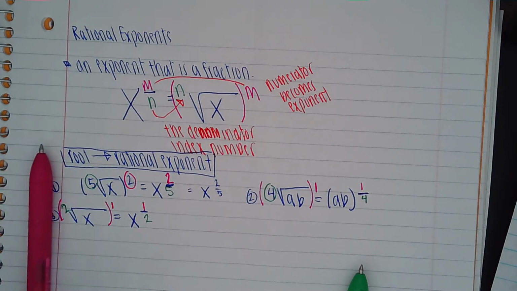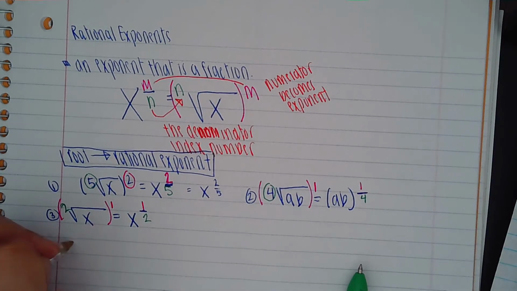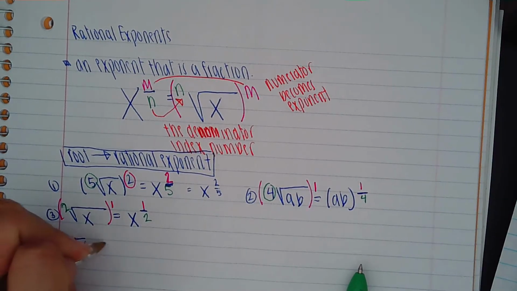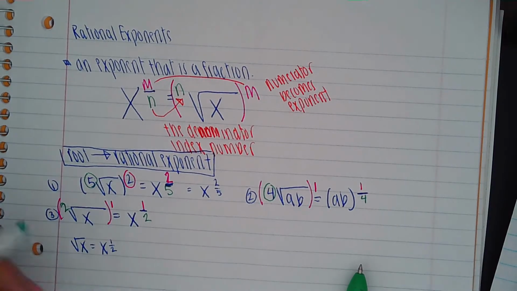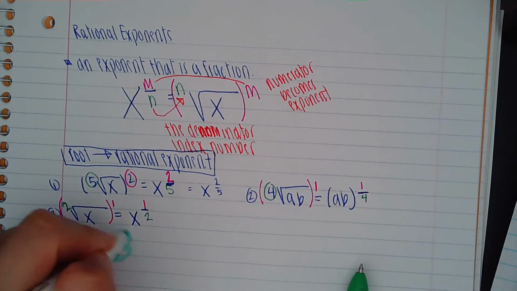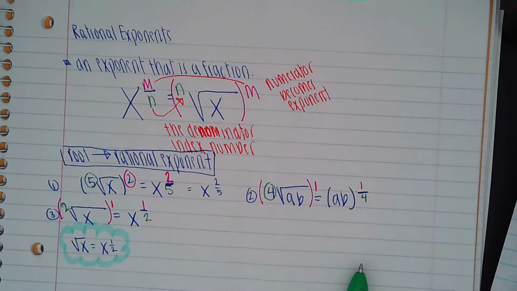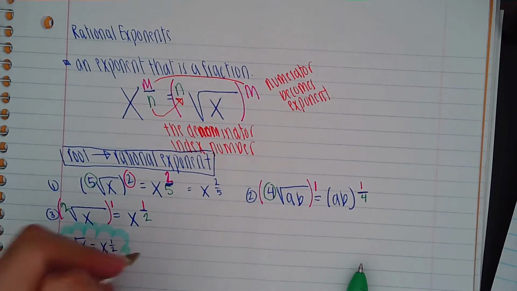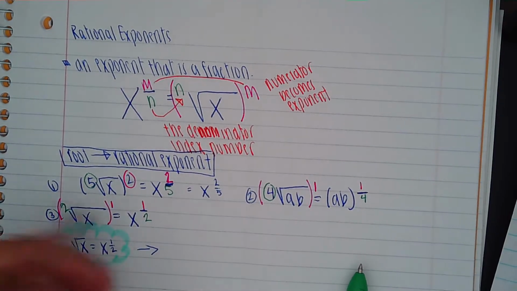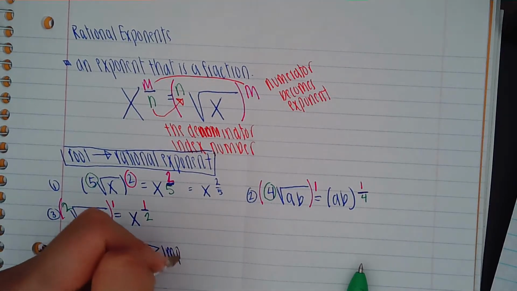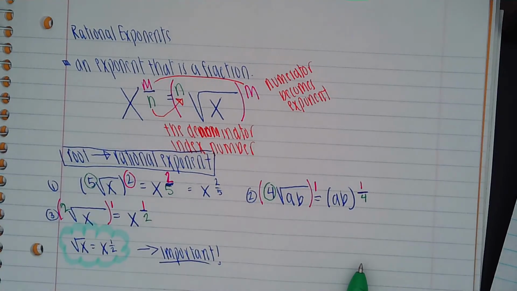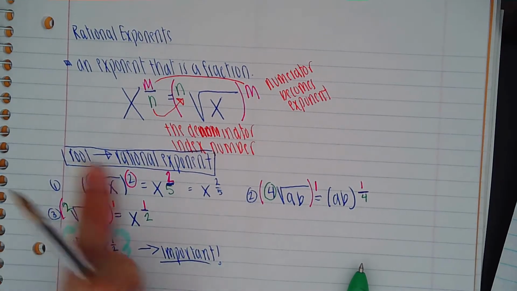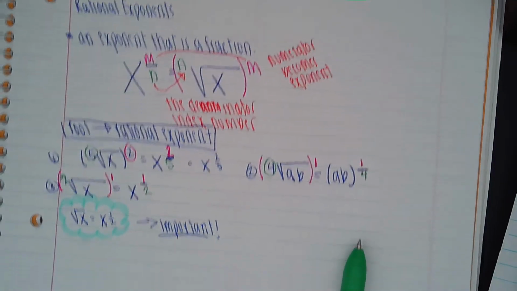And let's rewrite that. And I want to highlight that because that's super important. So the square root of x is equal to x to the 1/2. That's super duper important because you guys will use that a lot in Algebra 2 trig and pre-calc and stuff. So this is important information right here. Okay, so that's from a root to a rational exponent.